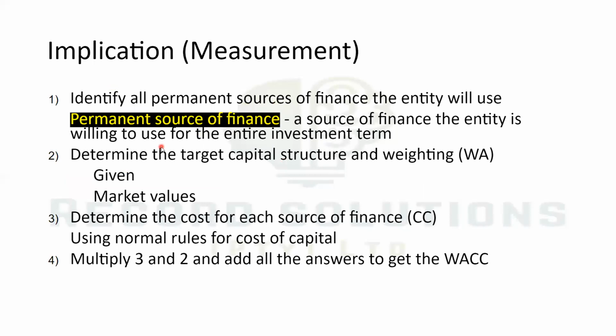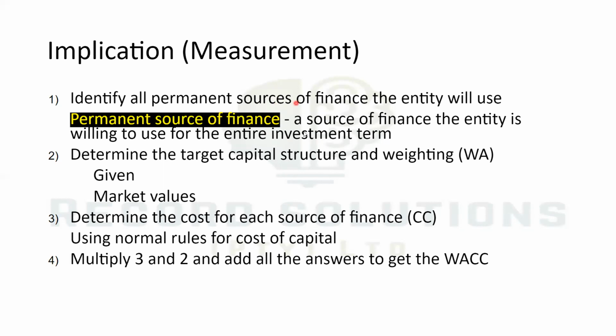How do we actually determine this WACC? What is this WACC? Firstly, like I said, we have to identify all the permanent sources of finance the entity will use. Even with WACC, it depends what they ask you. They might ask you to calculate the WACC for a specific division, so you need the permanent sources of finance of that division, not of the whole entity. However, in most cases, they will ask you to just calculate the WACC, so it will be the WACC of the whole entity.